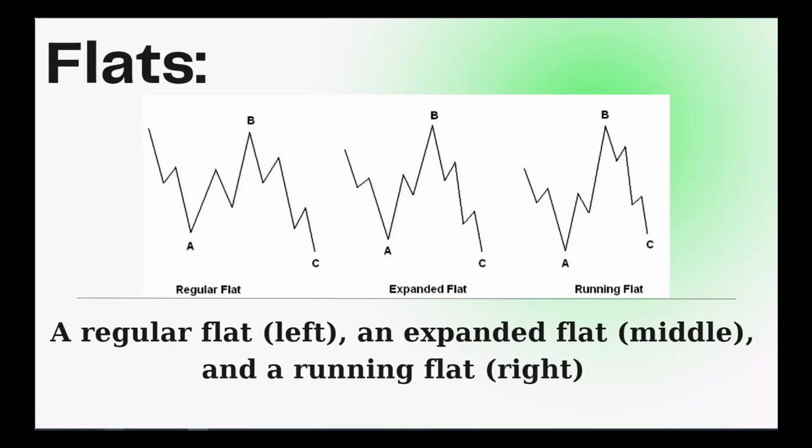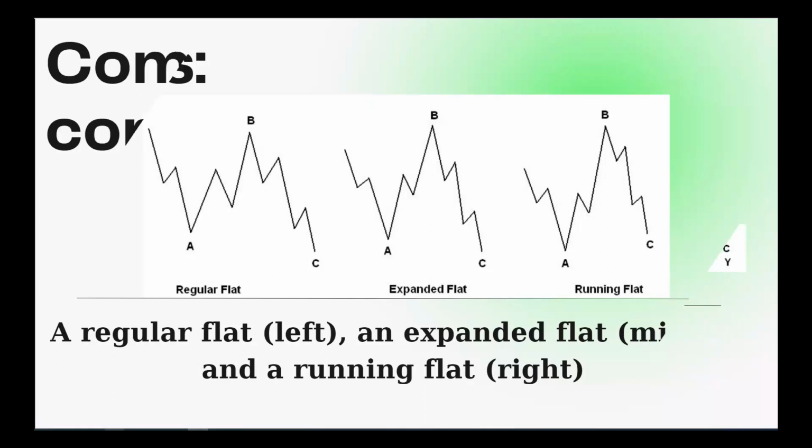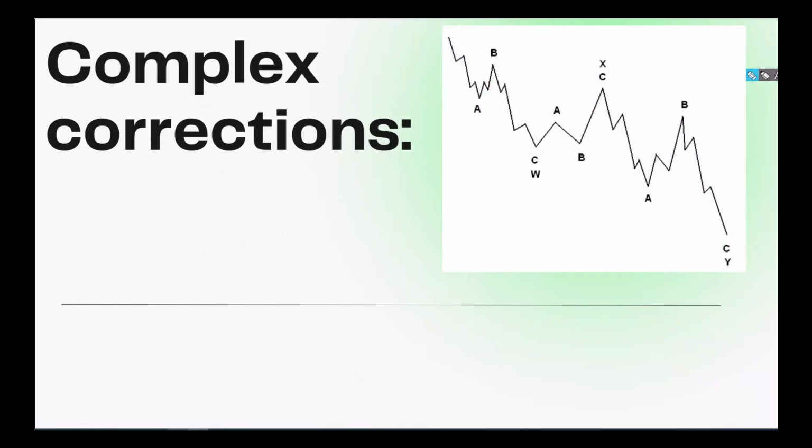There are 3 types of flats: regular, expanded, and running. Regular flats are the most common, expanded flats are more common than regular ones, and running flats are the rarest. In the Elliott wave theory, a prolonged period of sideways or corrective action can be the result of a combination of multiple corrective patterns, known as a complex correction.